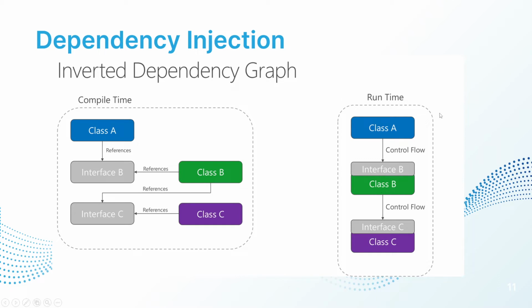So when we are running the program, we can have some mechanism to do the injection. So in this case, when we are running, we have an injection of the class B on interface B. So the class will be able to read all the functions of this concrete class, and the same for the C. So when we run the program, interface C will have the behavior of the concrete class C.